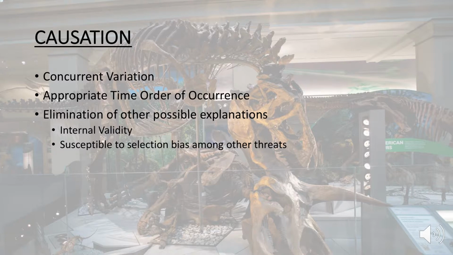Finally, elimination of other possible explanations. This basically means that you have an understanding that your activities and program may not be the only influencing factors in your group's responses, which leads to the principle of internal validity. One of the elements that is a threat to internal validity is selection bias, and another is history, that there are other things out there that are influencing your group.